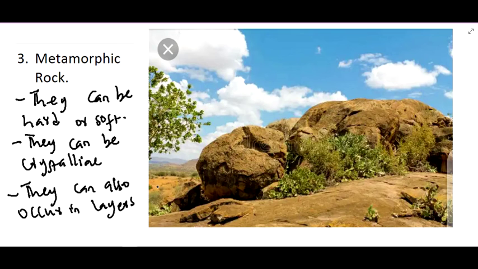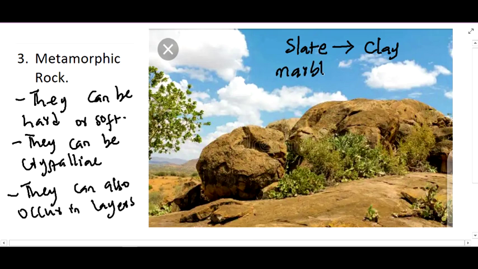A perfect example is your slate. Slate is an example of metamorphic rock formed from clay. So originally it was clay, but now it's slate. Another example is your marble. Marble is formed from limestone. And right here, this is a diagram of a metamorphic rock.